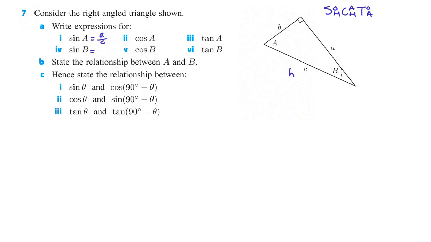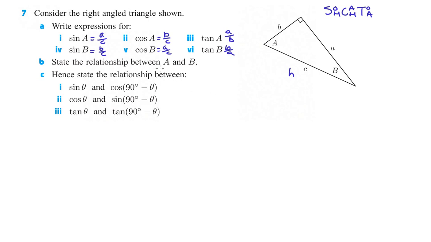Sine of B is opposite over hypotenuse, which is B over C. Cosine of A is adjacent over hypotenuse, which is B over C. Cosine of B is adjacent over hypotenuse, which is A over C. And then tangent of A is opposite over adjacent, which is A over B. And tangent of B is opposite over adjacent, which is B over A.